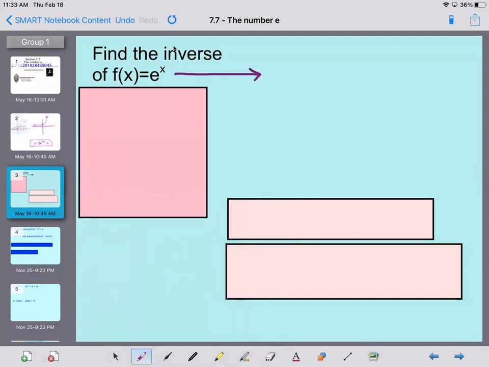So to find the inverse equation, we are literally going to switch the x and y. And then we're going to solve for y. How do we solve for y? Can someone in the chat or out loud tell me, how do we solve for y?